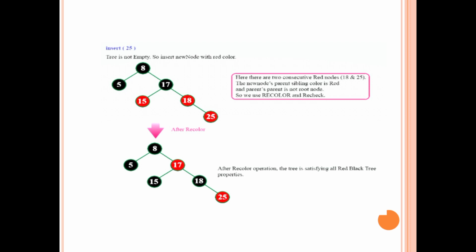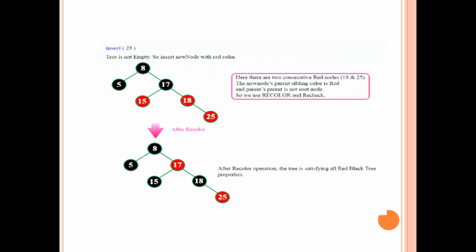After that we have to check. If 25's parent is a node, the parent is 18. Here 18 is red. Then we have to check the parent's sibling. Here the parent's sibling is 15. Here 15 is also red.